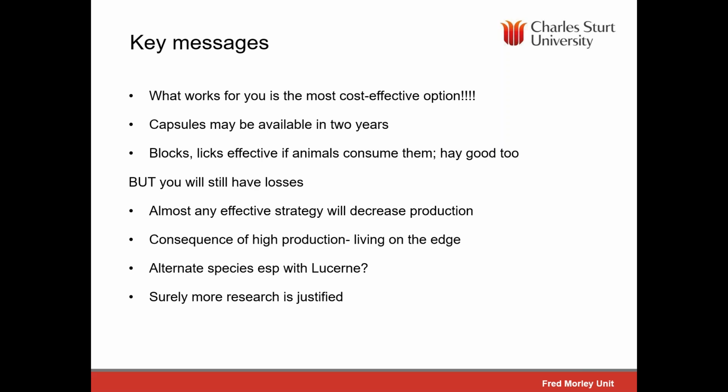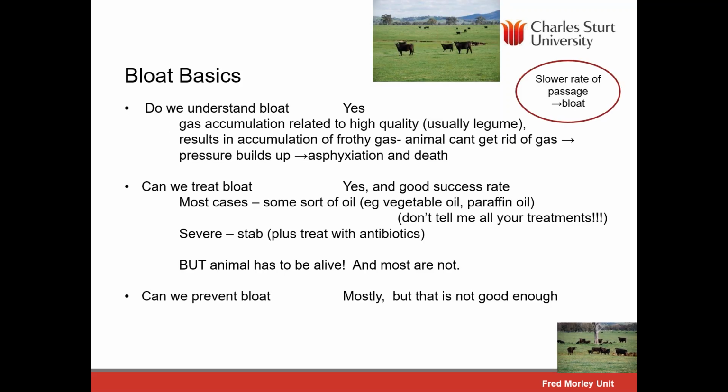And I'm going to raise the issue of whether we should have alternate species sown into some of our pastures, especially with lucerne, and I think probably more research in this area is justified, but I've got a vested interest in there, so I probably shouldn't say that, because we're keen to do some research into bloat. So I just want to go through a couple of things about bloat. For most of you, I'm guessing this will be fairly straightforward.